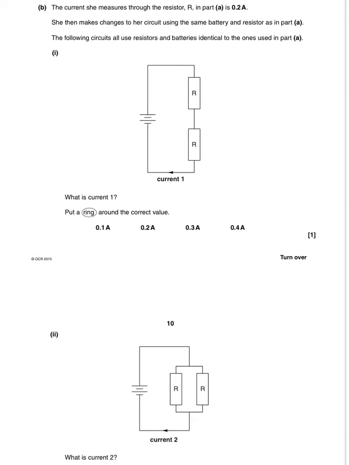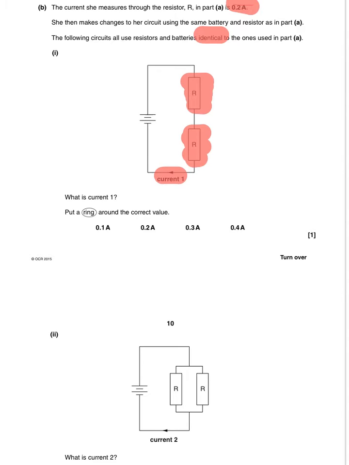Next one, the current she measures through the resistor in part A is 0.2 amps. She then makes changes to a circuit using the same battery and resistor. Okay, so now we've got 2 resistors, but they're identical. So the following circuits all use resistors and batteries identical to the ones used in part A, and that's important, so we know that these are the same. So it then asks what is current 1, so the current's measured here, although it doesn't really matter, it'd be the same all the way around.